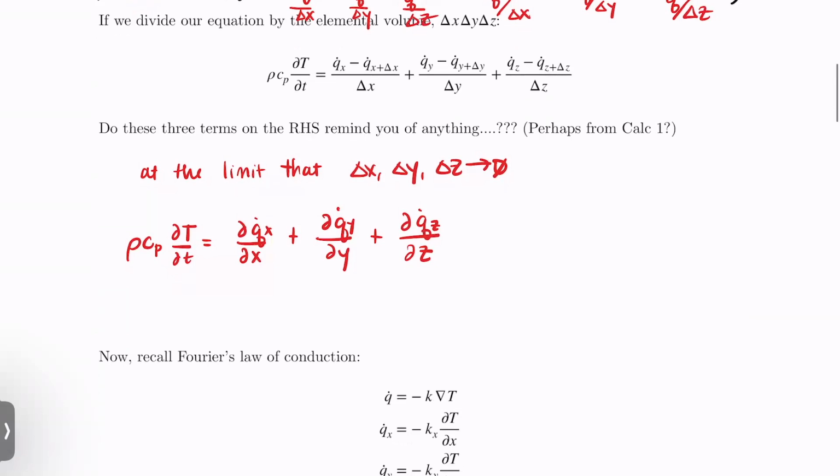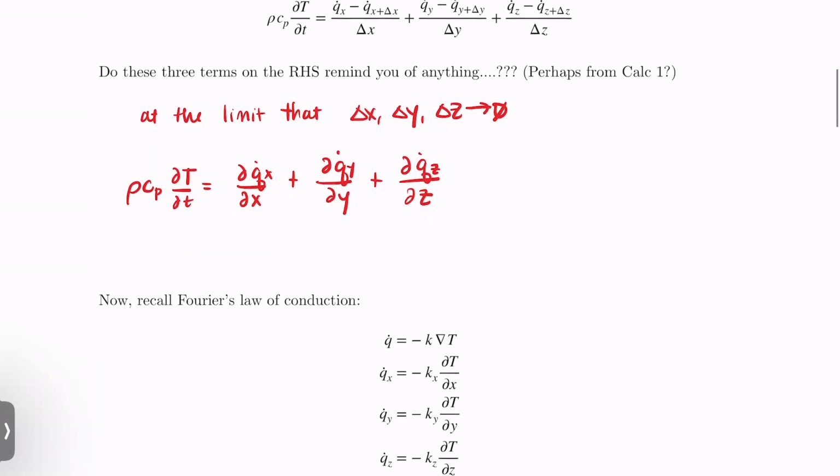Now, I want you to recall Fourier's law of conduction. We said that all of these q dots are only because of conduction, so we can still use Fourier's law of conduction and substitute them in here. So we've got q dot x is equal to this, q dot y is equal to this one, and q dot z is equal to this one.